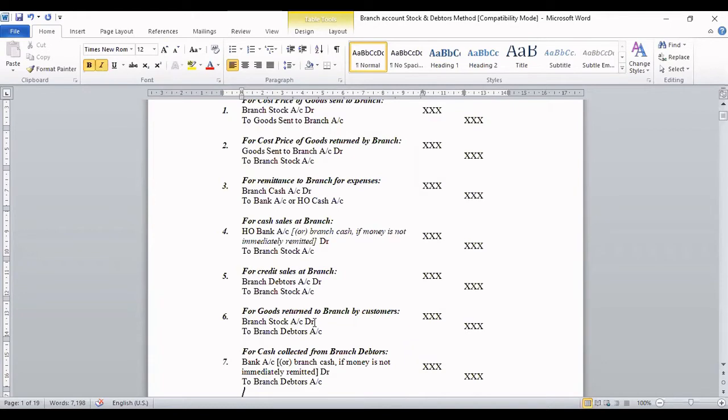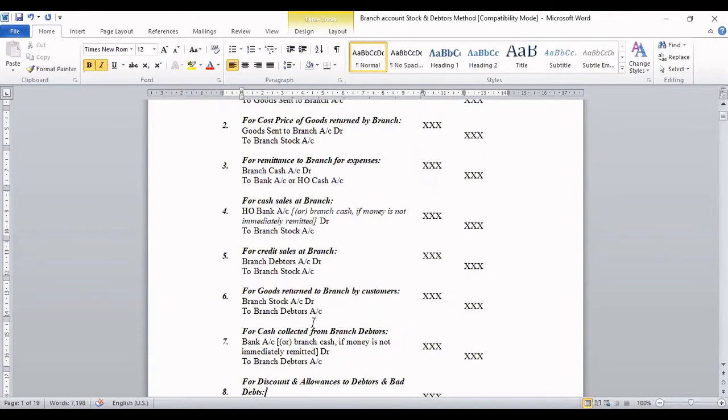Okay, fine. Then next one, when you receive money from debtors, when as a branch you are receiving money from debtors.